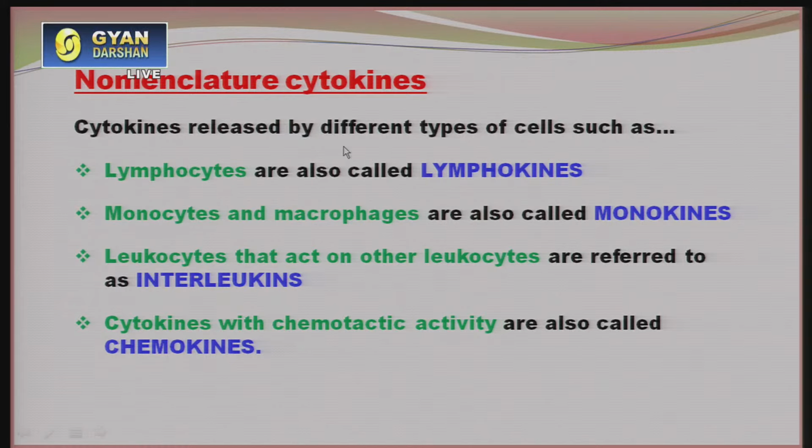We can give different names to the cytokines which are produced by lymphocytes, those produced by monocytes, those that act between one leukocyte and other leukocytes, and cytokines with chemotactic activity. So these are the nomenclature of the cytokines.